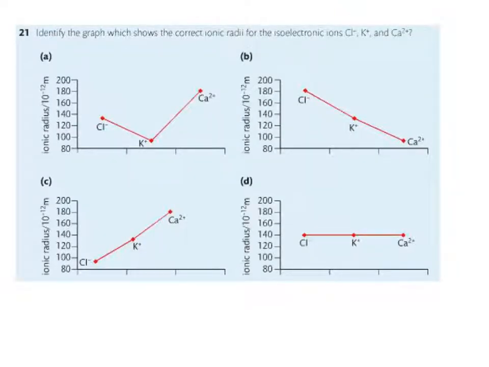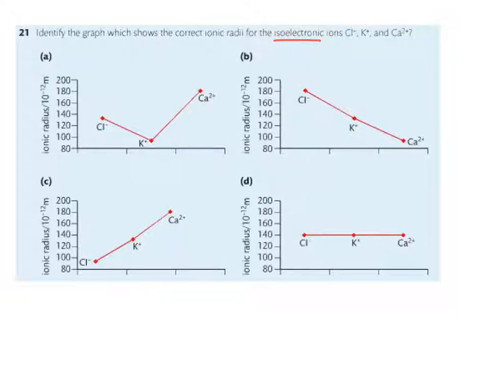In 21, they use a fancy term called isoelectronic. Iso just means same. So like if you isolate something, you keep it in the same position, don't let it move. So when we're talking about isoelectronic, we're just talking about atoms that have the same number of electrons. So Cl minus, K plus, and Ca2 plus all have 18 electrons like argon.